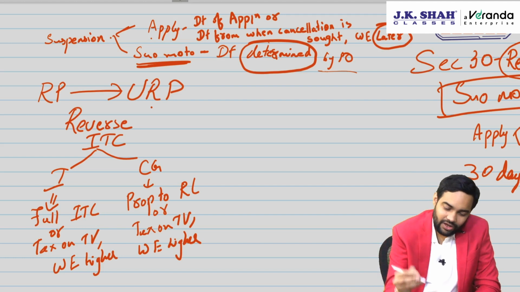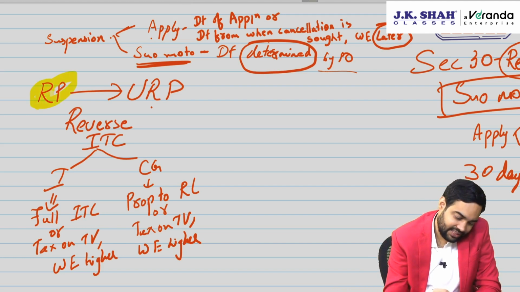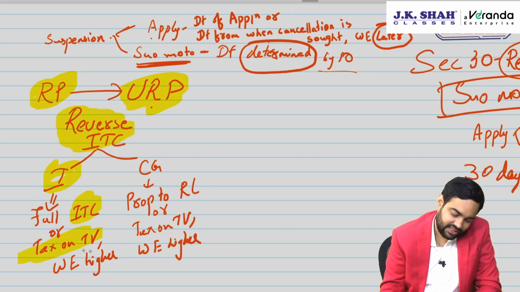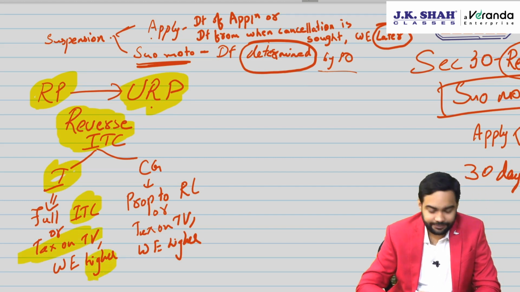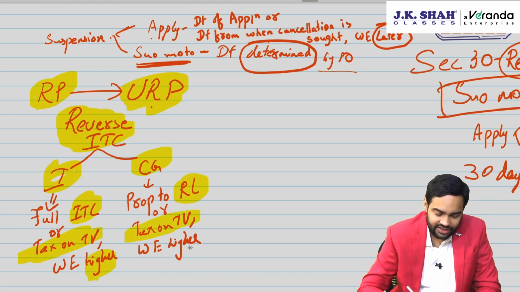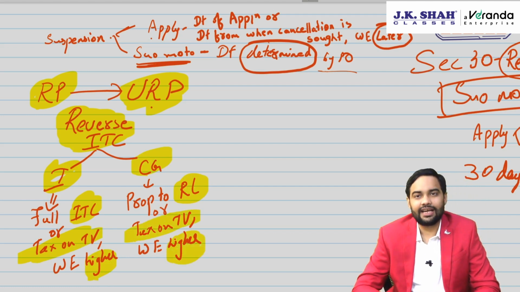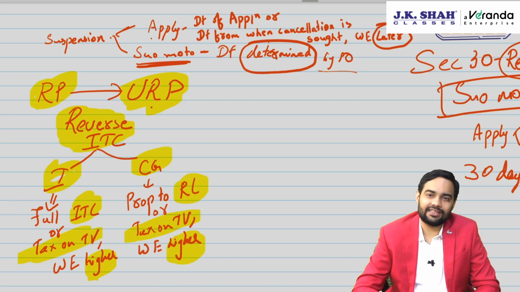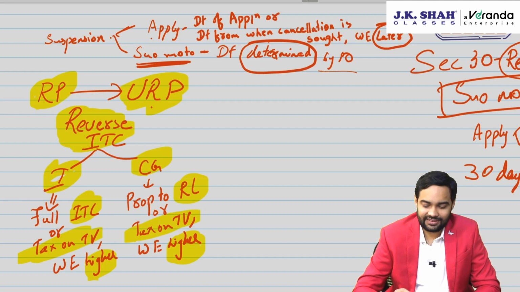Now, what happens in cancellation? Basically, a registered person becomes an unregistered person. So you will have to reverse ITC. How much ITC should you reverse? Inputs, full ITC or tax on transaction value, whichever is higher. Capital goods, proportionate to remaining life or tax on transaction value, whichever is higher. And if there is any balance in e-credit ledger after these ITC reversals, that balance will lapse.